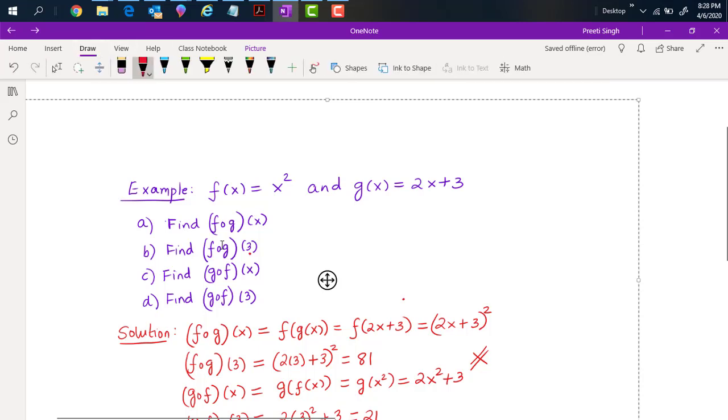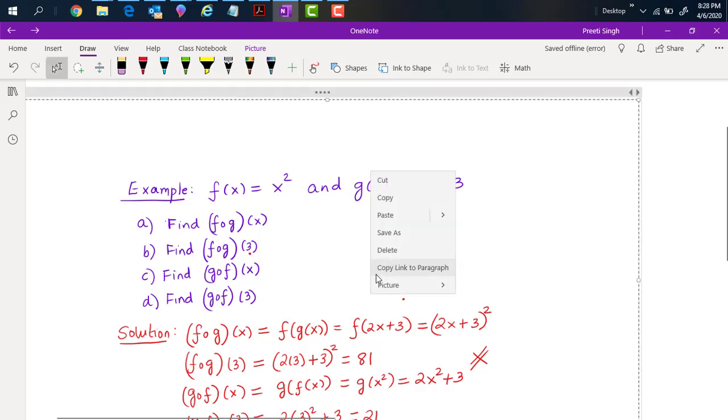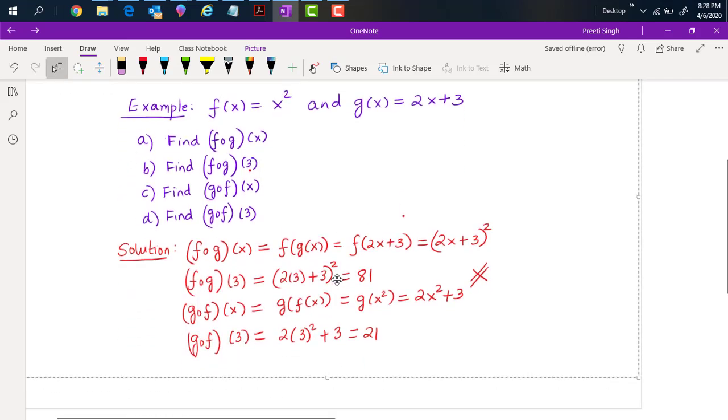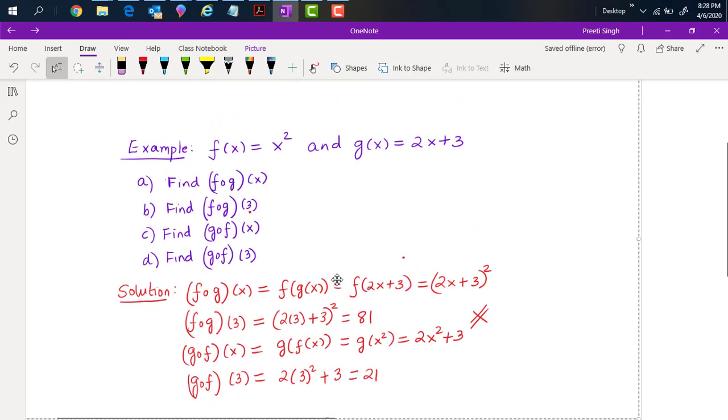So these are the given things, and these are the things you need to find: f o g of x, f o g applied on 3, g o f of x, and g o f applied on 3. So again, you can have f o g or g o f. Both will be totally different. We'll see when I calculate these.